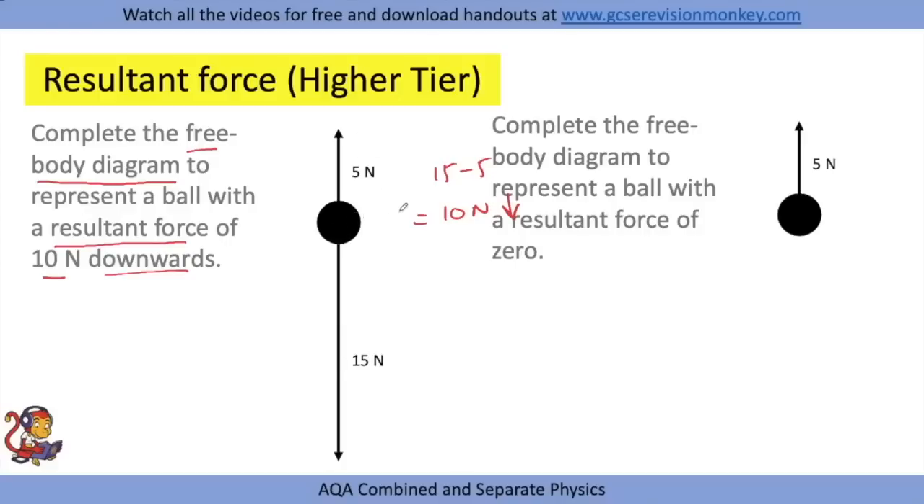The second question says complete the free body diagram to represent a ball with a resultant force of 0. So this is just checking your understanding. If there's 5 newtons upwards, to get a resultant force of 0, there must be a 5 newtons force downwards.